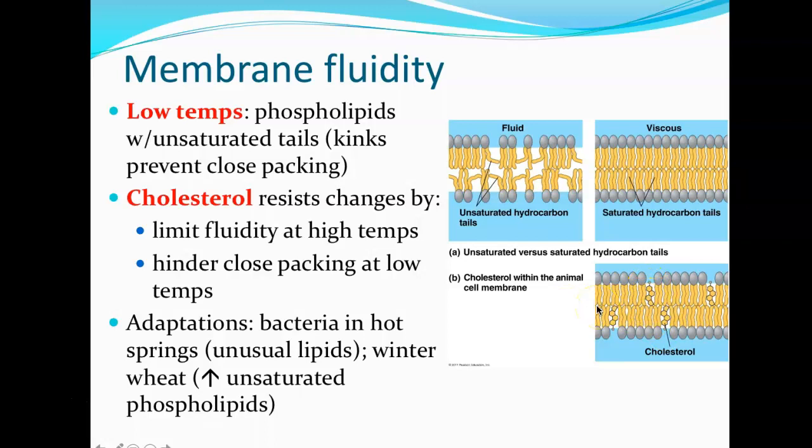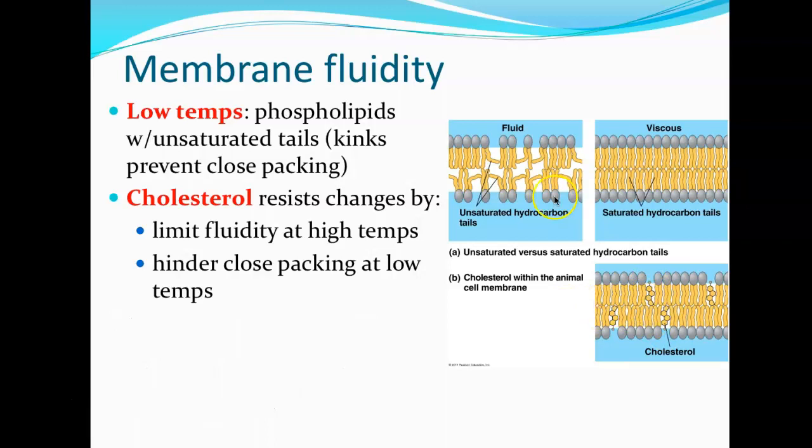It's a lipid. So cholesterol is going to help in low temperatures because it's going to help resist changes, and it's going to hinder close packing at low temperatures. Cholesterol is also going to help with high temperatures. You can go to the opposite extreme where it's too hot and the cell membrane becomes kind of melty. We don't want it to become melty, and so cholesterol is going to be there to prevent that also.